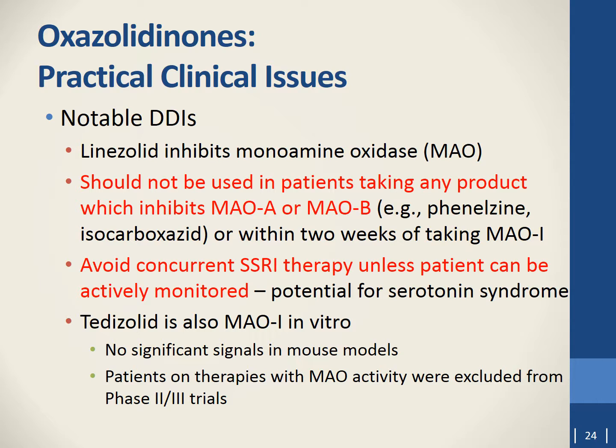Tadalafil has less data associated with it because it's the newer of the two agents. Linezolid's been around longer. In vitro, it's also an MAOI inhibitor. In their mouse models, they did not see any significant signals. However, they also excluded patients on therapies with MAO activity from their trials. We don't have great data to kind of back what to do with tadalafil.